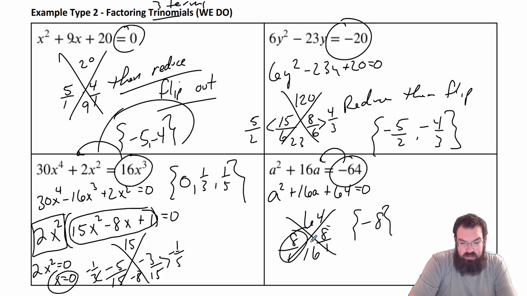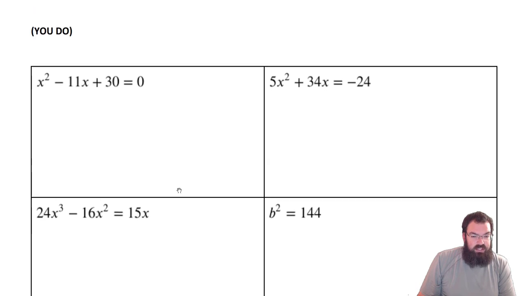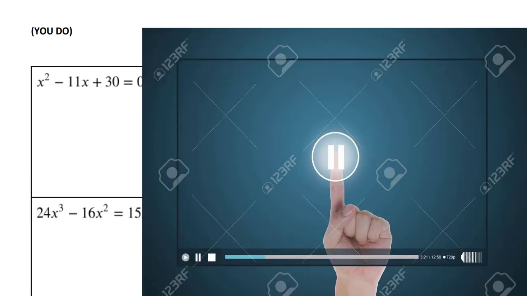Remember, these are both -8, but I only have to write one time. I don't have to write it 2 times if it's the same number. Okay? That's it for these examples for the teaching. Now, what you have to do is these next 4. So go ahead and pause the video, do these next 4, and then hit play.